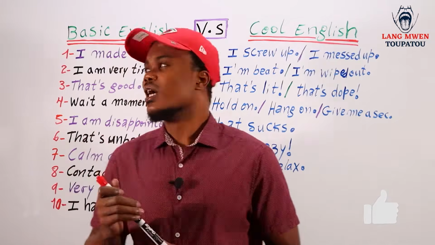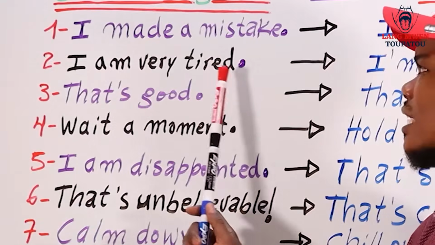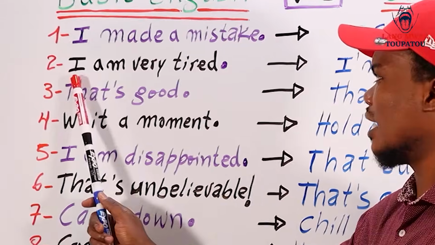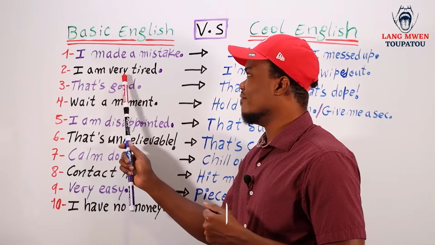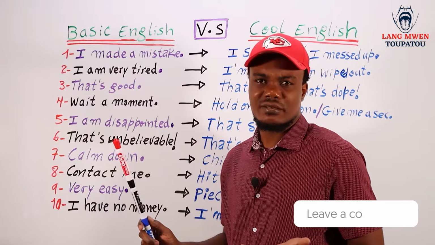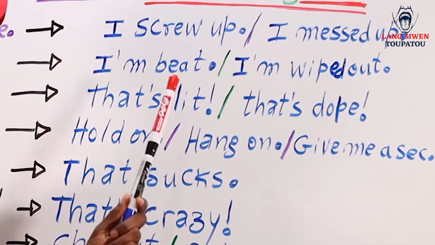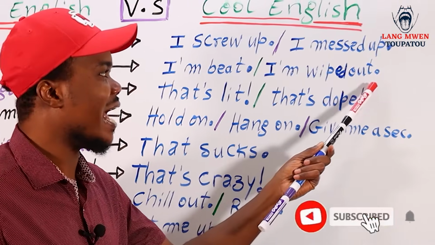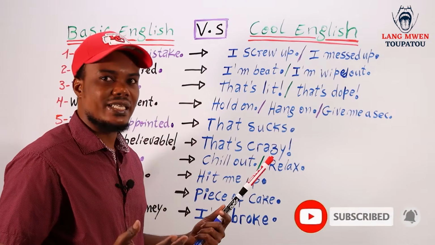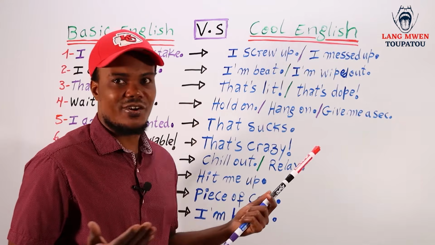C'est même genre tout. Si vous voulez dire, moi très fatigué, c'est facile pour dire, I'm very tired. I am very tired. Moi très fatigué. Mais si vous voulez plus cool en anglais, vous dire, I'm beat. Ou bien, I'm wiped out. I am beat or I am wiped out.